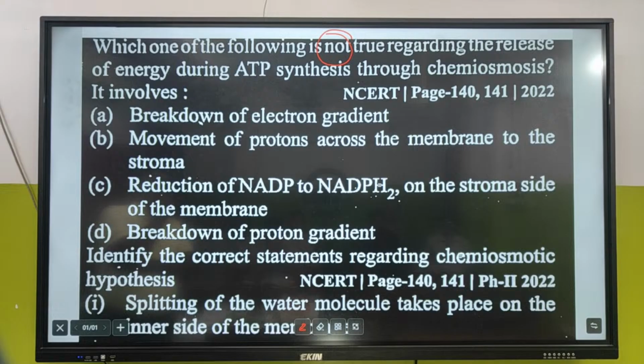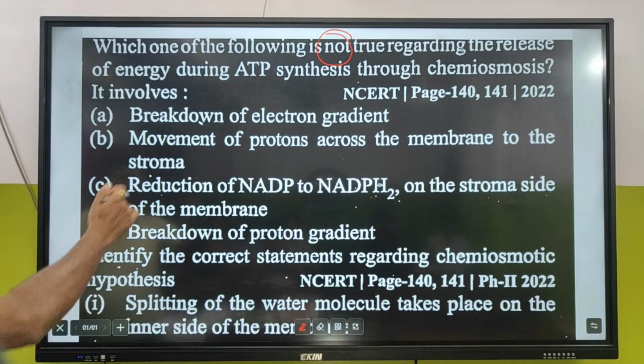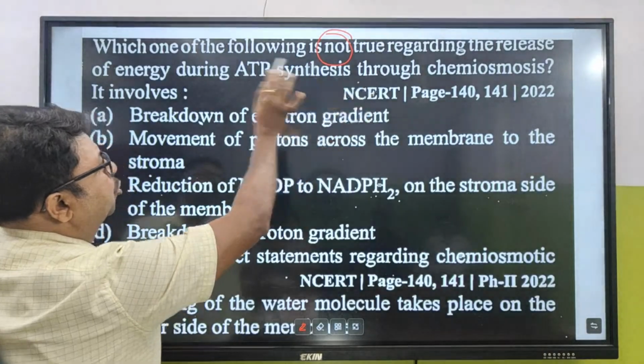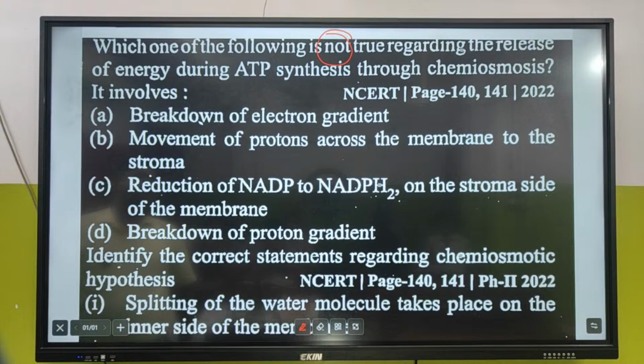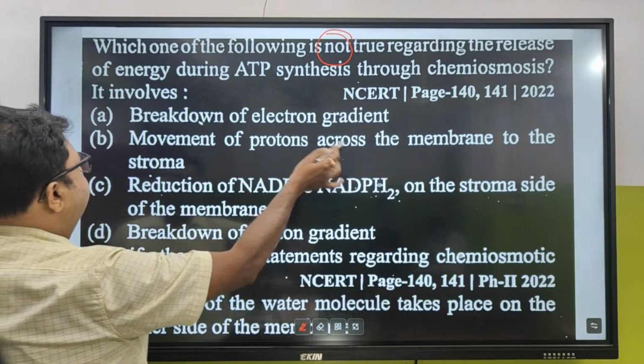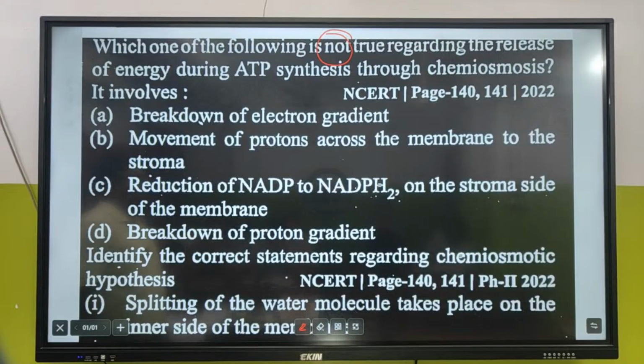Which one of the following is not true regarding the release of energy during ATP synthesis through chemiosmosis? Option: it involves breakdown of electron gradient, movement of protons across the membrane to the stroma. Is this right? Don't forget the "not" in the question. Regarding ATP synthesis through chemiosmosis, protons move across the membrane, H plus moves. Very good. So it's true.